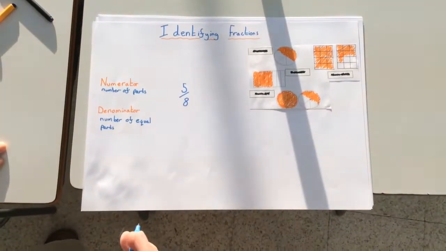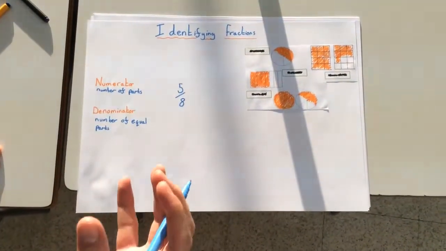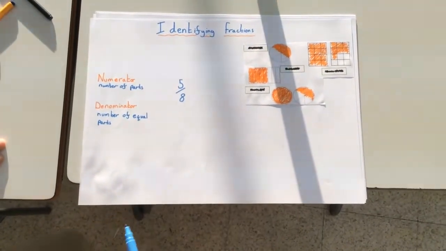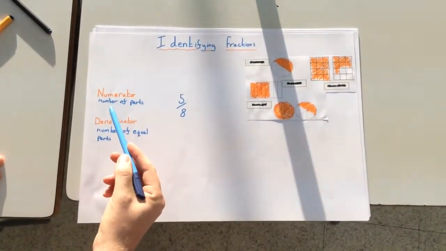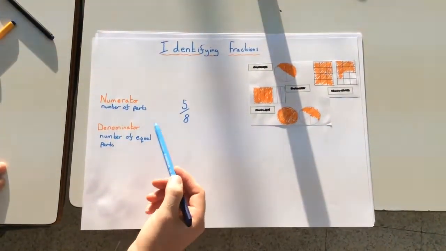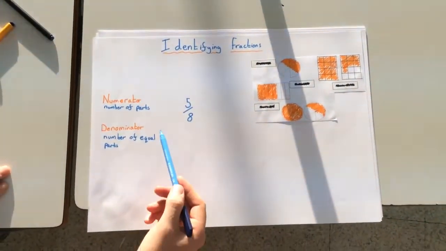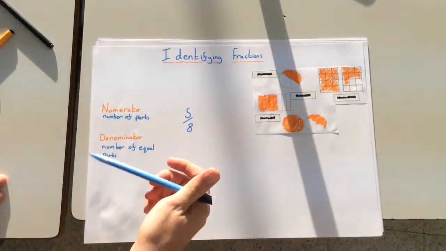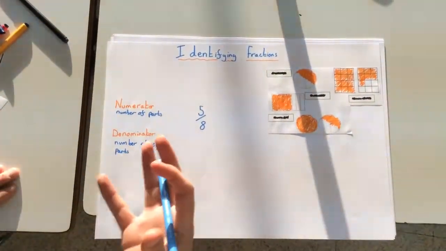Now we're going to look at how to identify a fraction. So you've got a fraction, and what is there? Let's remind ourselves of some things. We've got a numerator, which is the top part, and a denominator, which is the bottom bit. The denominator is the number of equal parts something is broken into, and the numerator is the number of parts that we're talking about.